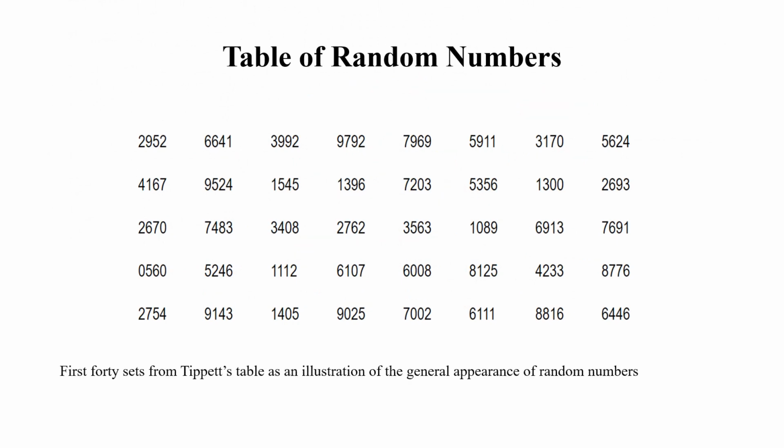Here, we have given, for example, the first 40 sets from Tippett's table as an illustration for the general appearance of random numbers. Suppose we have to select from 100 units, we have to go up to 100. So accordingly we have to take the sets of random numbers. We have to select randomly, first sample 001, and it goes up to 100.